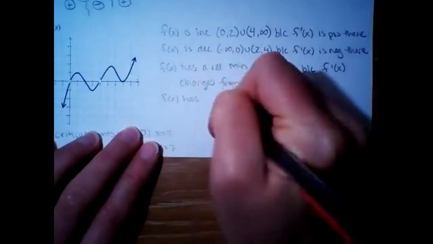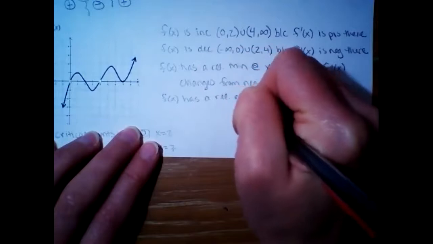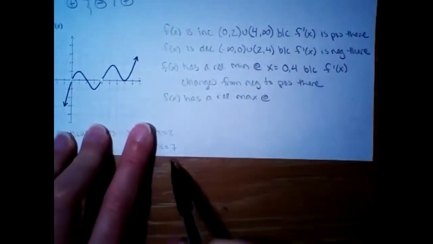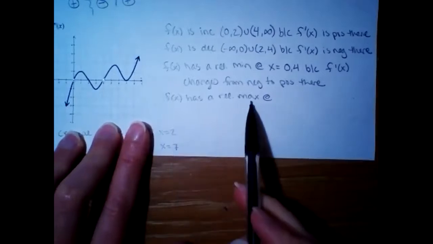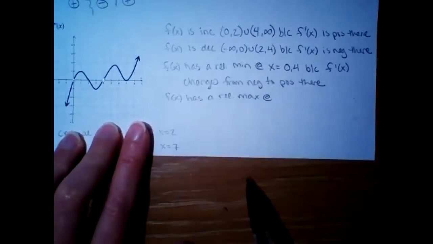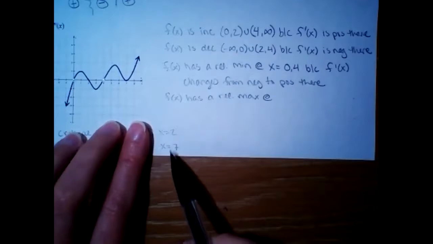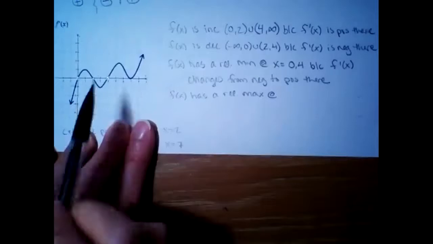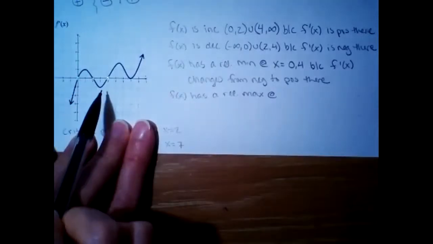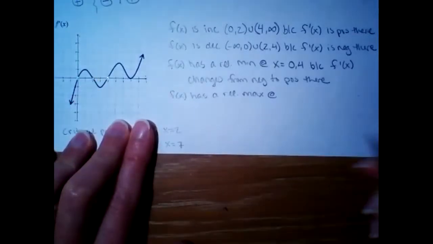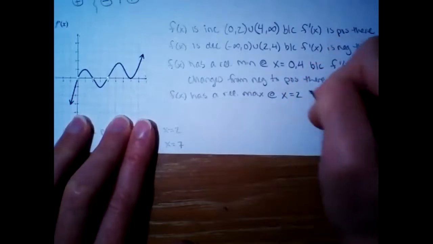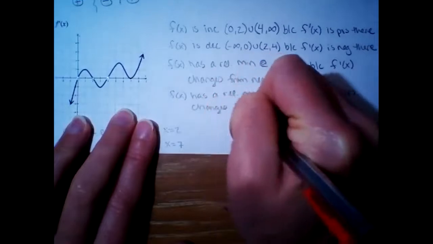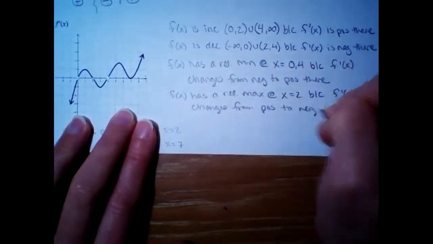All right, and then let's find relative maximum. F of x has a relative maximum at, all right, so we talked about 0 and 4. Out of these ones that are left, 2 and 7, maximum would be a change from positive to negative. So which one of these does that happen? All right, good, thank you. That's going to happen at 2. At 2, we have a change from above to below, so positive to negative. The relative maximum at x equals 2 because f prime changes from positive to negative there.